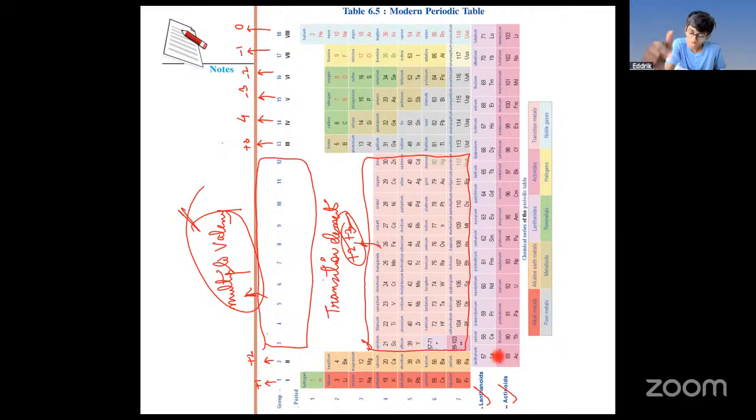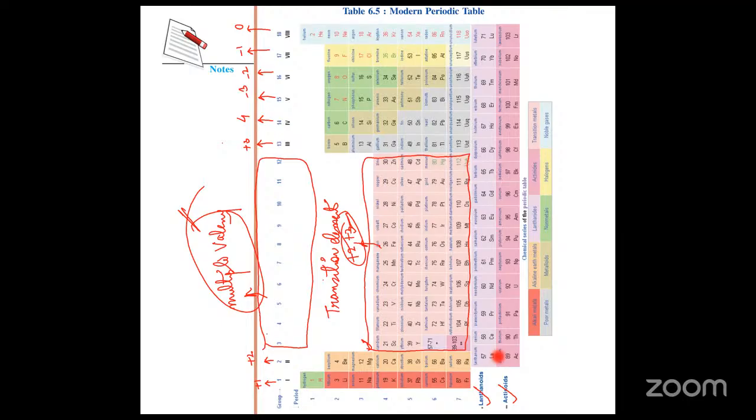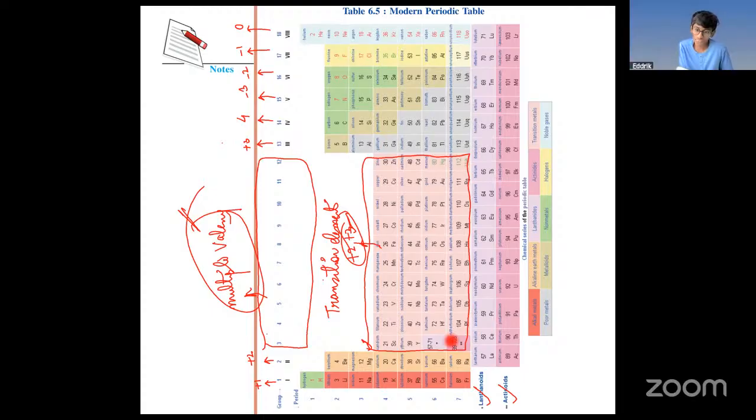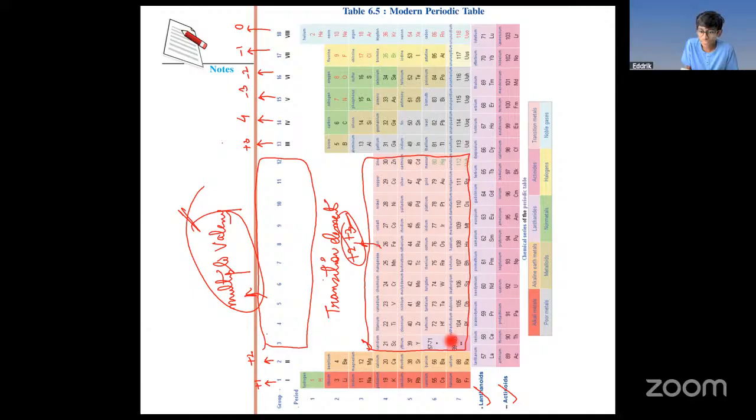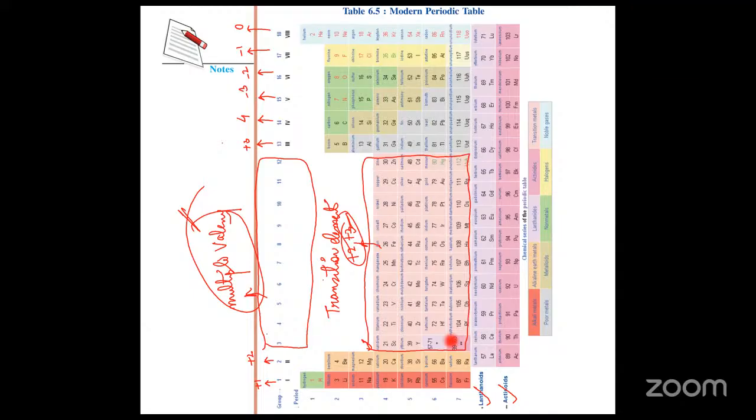Okay, so what are the lanthanoids and actinoids? Valency, they also have multiple valency because they also come in transition elements. The valency is basically the oxidation state. So I think for these it's +3. It's +3 also, but in some situations it goes to +2 also.